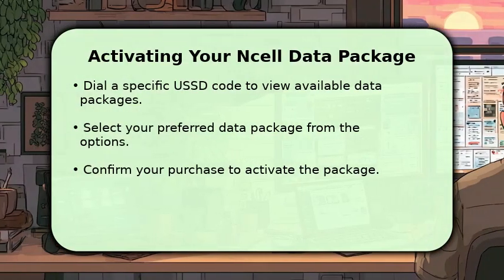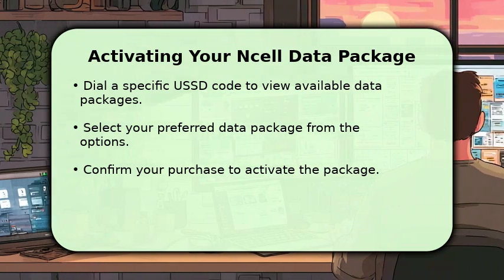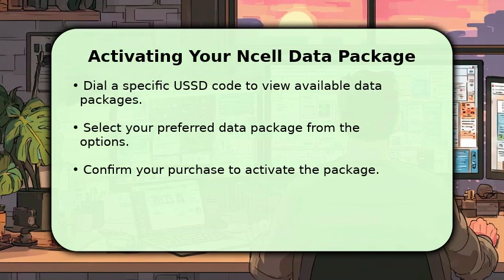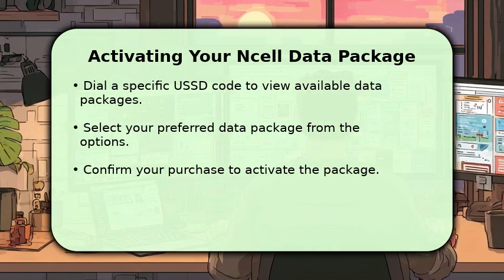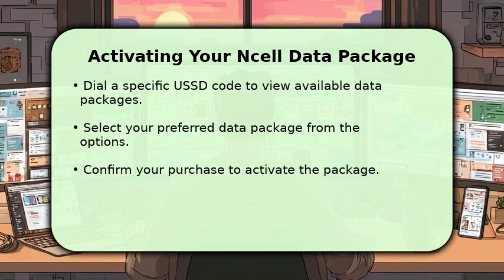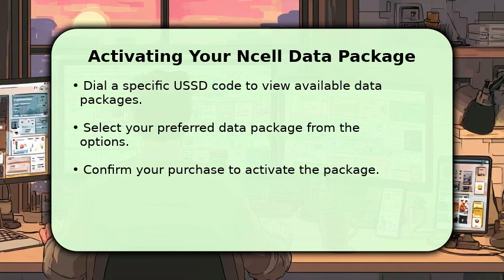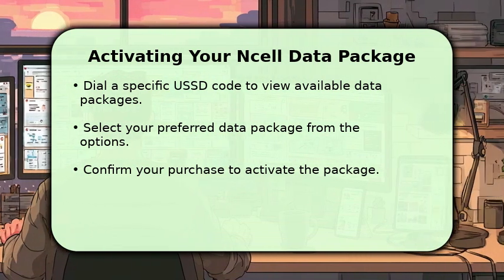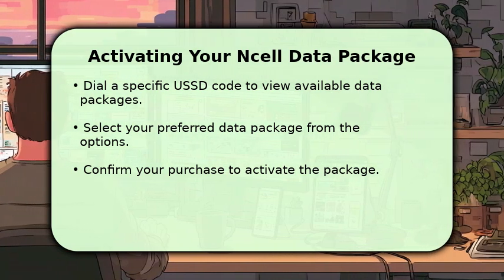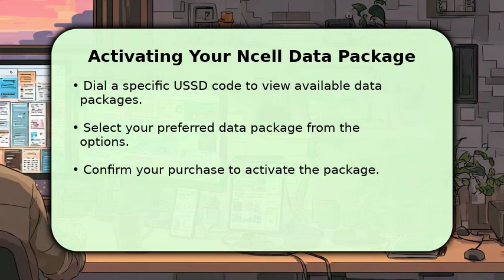Activating your Ncell data package is straightforward. First, open your phone's dialer and enter the designated USSD code, which is typically *17123#. This will bring up a menu of all the available data packages. Browse through the options and choose the one that best suits your needs. Once you've made your selection, simply confirm your purchase, and your new data package will be activated almost instantly. You'll usually receive an SMS confirmation shortly after.